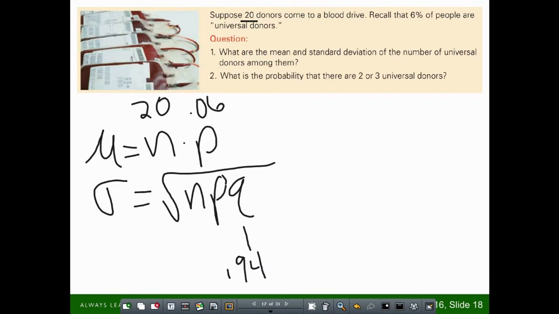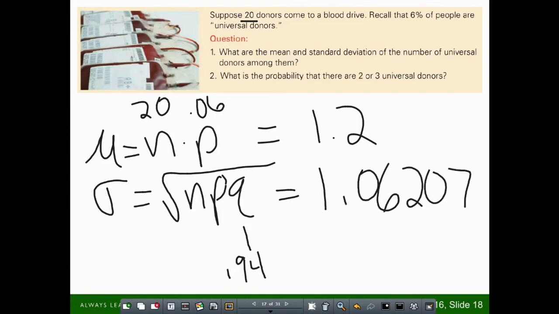So when we're plugging these in, go ahead and multiply that out on your calculators, 20 times the 0.06, and that will give you about 1.2. And for a standard deviation, we would do the square root of our 20 times the 0.06 times the 0.94. And if you plug all that in correctly in the calculator, you should get 1.06207 in the calculator.